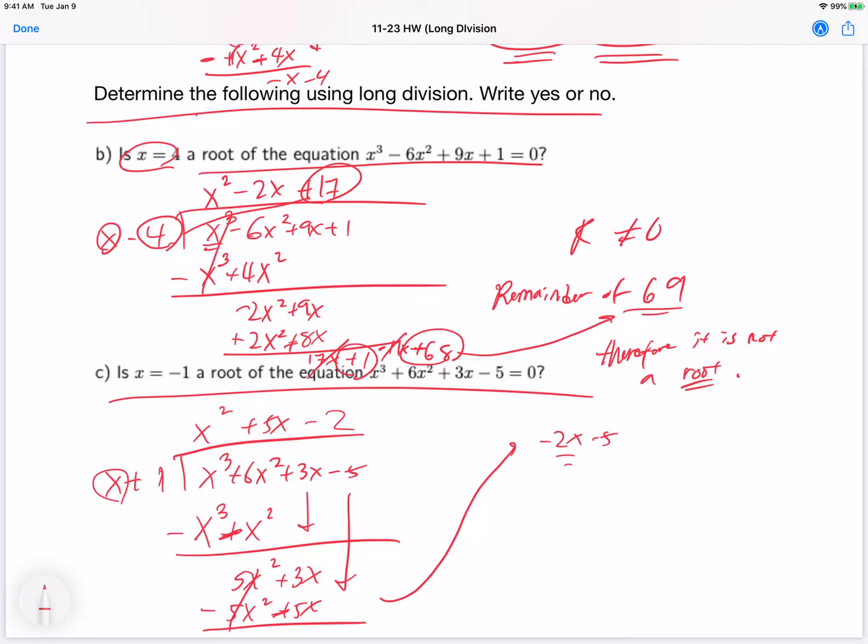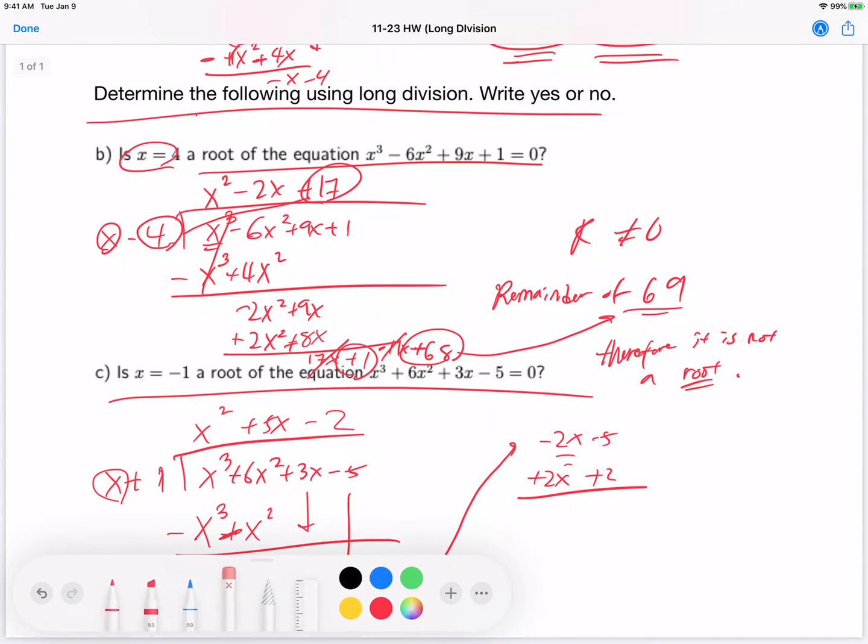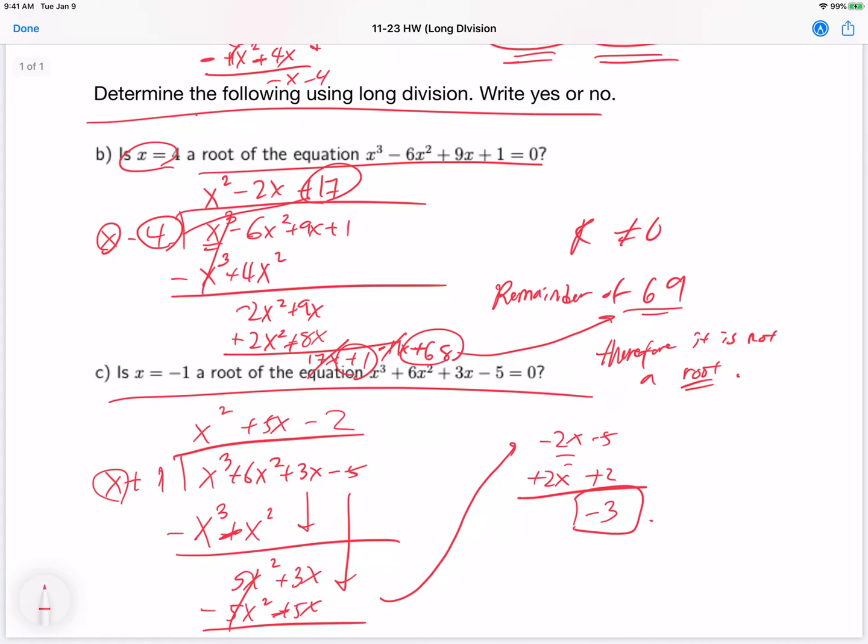So that means that I won't be able to get anything out of this. So because negative 2x minus 2, I certainly do get a remainder once again. That is not a 0. It's negative 3. So remainder is not 0, therefore it's not a root.